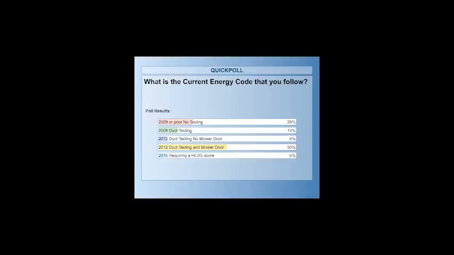Some people are doing 5-year changes or 4. Some people are at 7 for the blower door. Some people are doing the 3, which 2012 requires. And we'll explain what all those acronyms may mean to you. And if you're doing 2015 and you're requiring a HERS score, we'd like to hear from you. So those are all great things to find out.